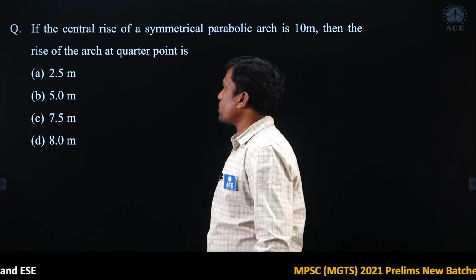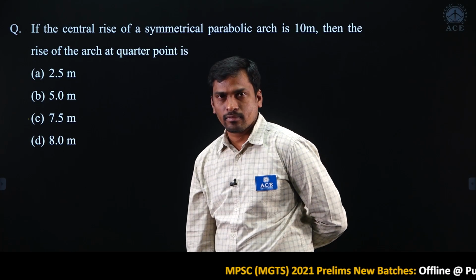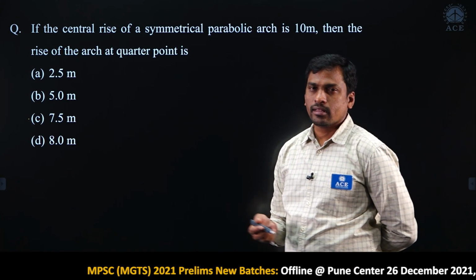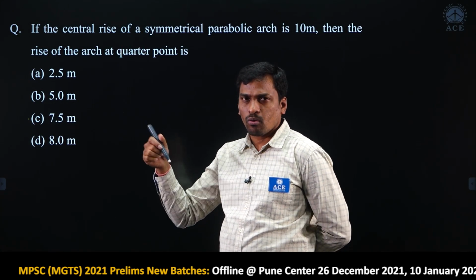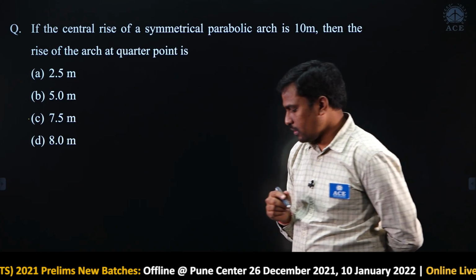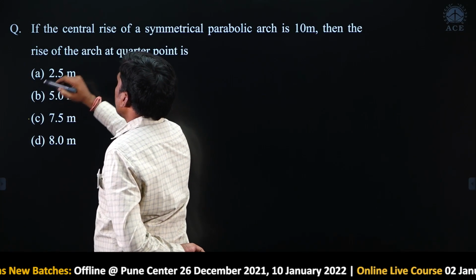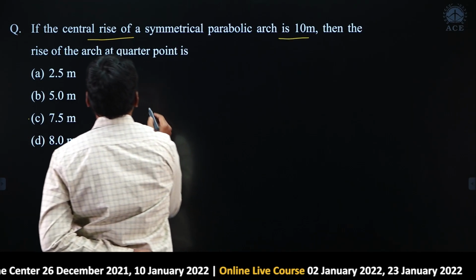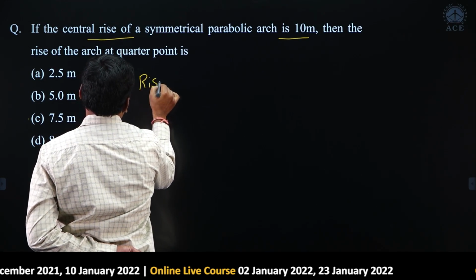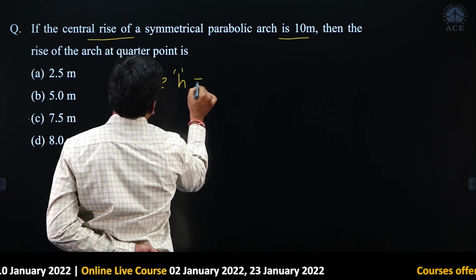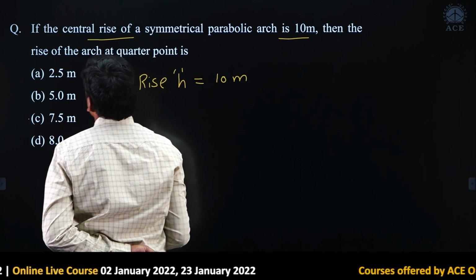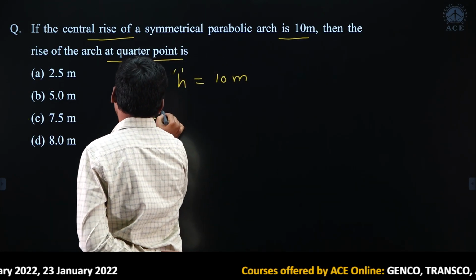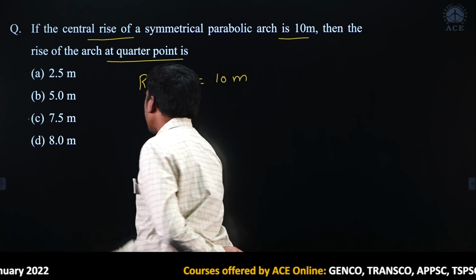Next question. This is a question from arches, and it is a direct question in your material. I think this is classroom practice question number 1. If the central rise h of a symmetrical parabolic arch is given as 10 meter, then what is the rise of the arch at the quarter point? Quarter point means L by 4.